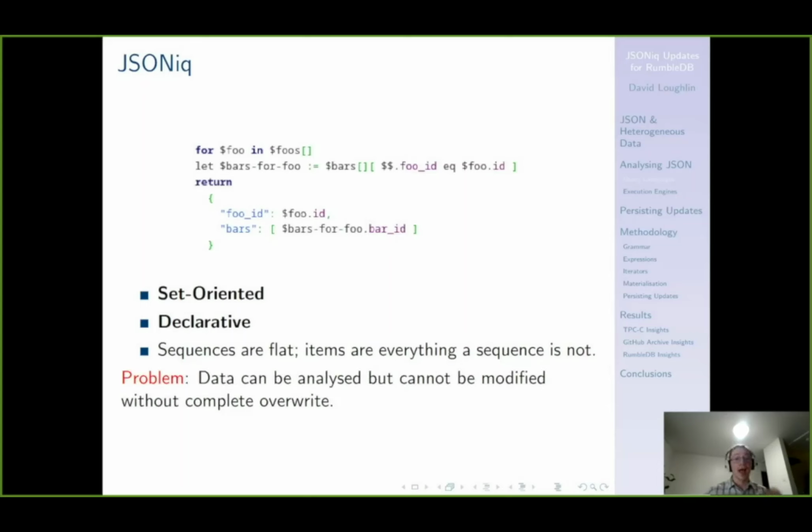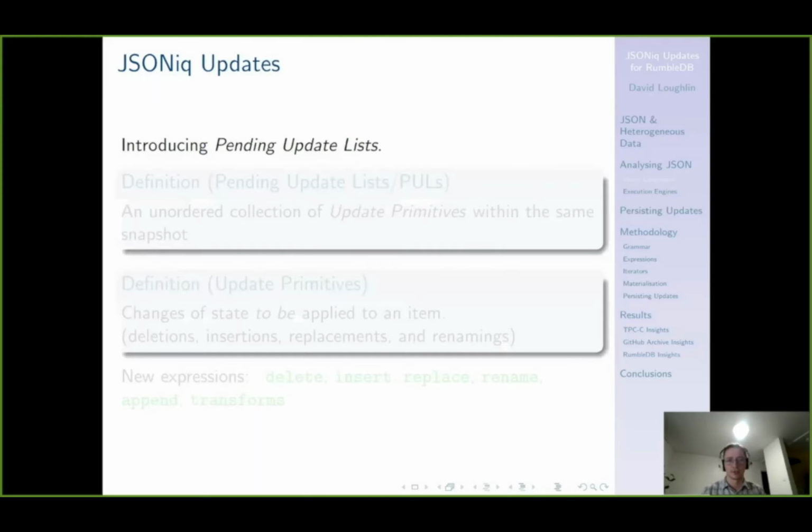However, this semi-structured model often means that, as currently implemented in many systems, the data cannot be effectively modified in place. In fact, frequently updating an item in JSON means completely overwriting the item even when only one value in the item is changed. To remedy this, JSONiq introduces updates, using a lot of inspiration from the XQuery update facility, if anyone's familiar, through a structure called pending update lists, or PULs for short.